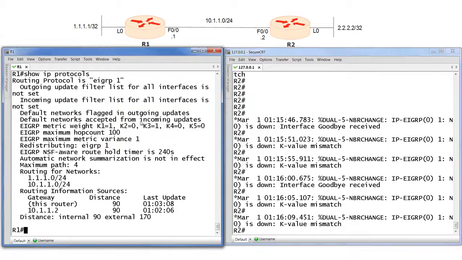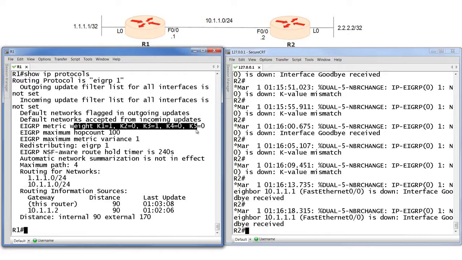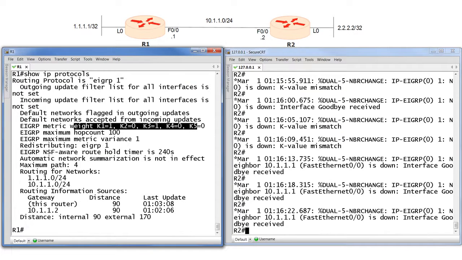To summarize, please remember, AS number, networks, of course IP addresses, interfaces, yeah, and K values. This is what you have to check if you want to make sure that your EIGRP neighbors are formed.